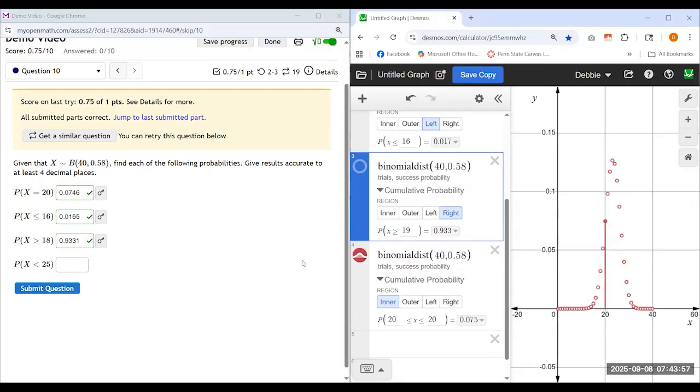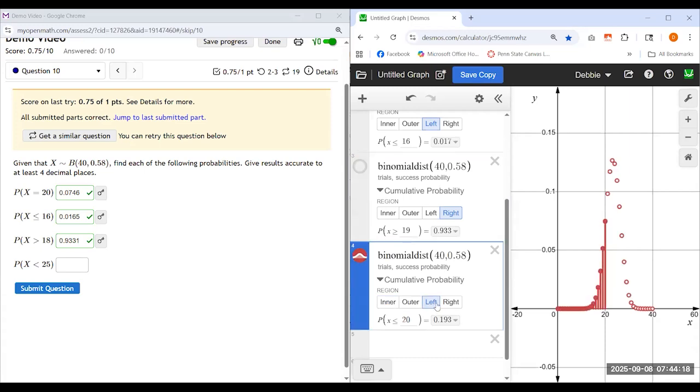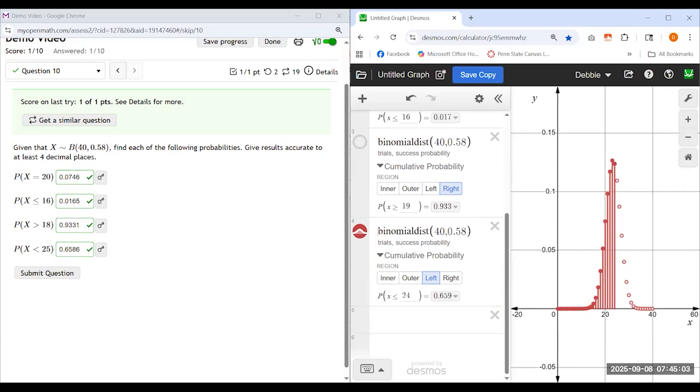The last probability is a less than probability. And again, it's giving me the probability statement x strictly less than 25, strictly less. So since it's less than, it's going to be a left-sided probability. And since it's strictly less than 25, that means the upper boundary of my region is x equals 24. So I want the probability x is less than or equal to 24. And when I drop that down, I get that that probability is 0.6586.